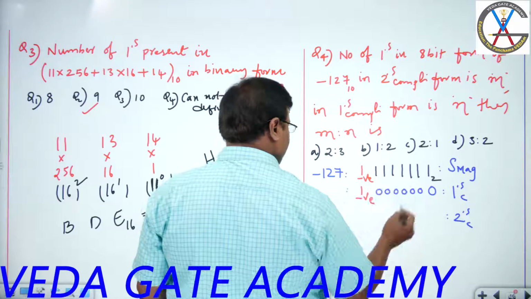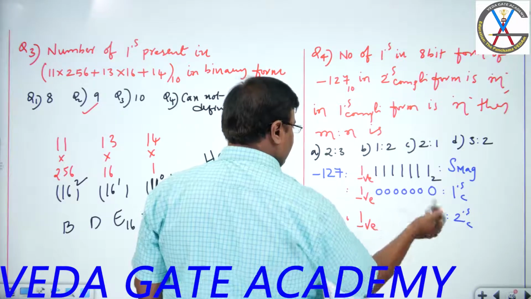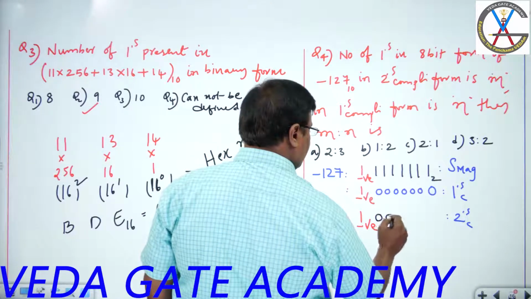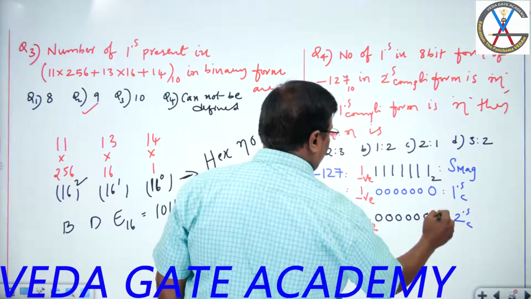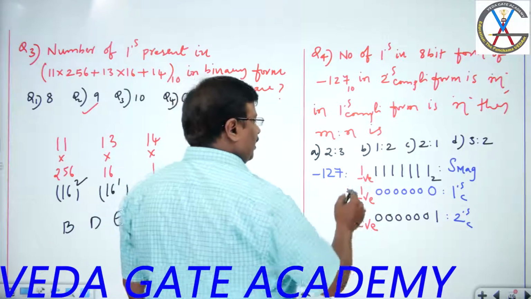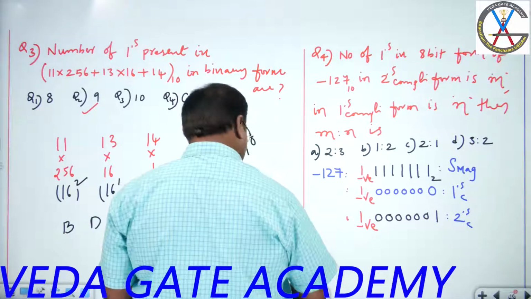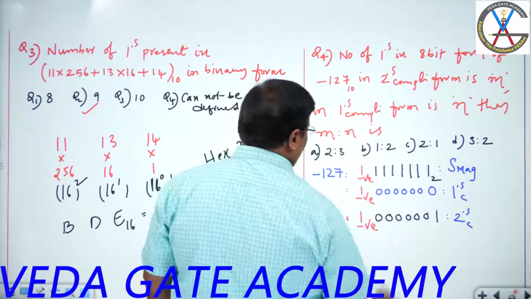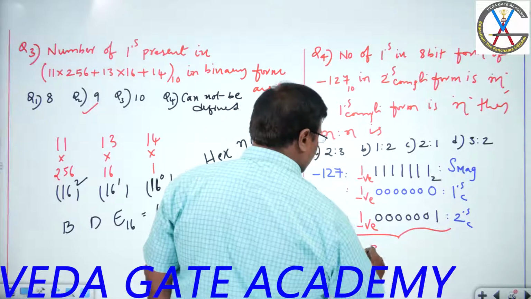Next, 2's complementing. Sign is as it is. Complement of the data: 0, 0, 0, 0, 4 zeros, 0, 0, 1. 1's complement plus 1, no? Now his question is, this is n, this is m. What is the m to n ratio? So the number of ones in 2's complement is m. Here how many ones are there? 2 ones.